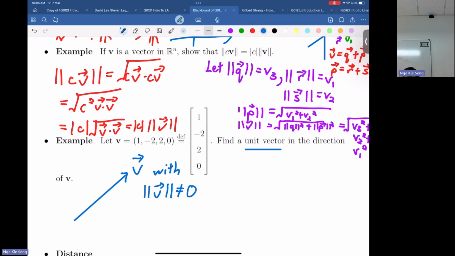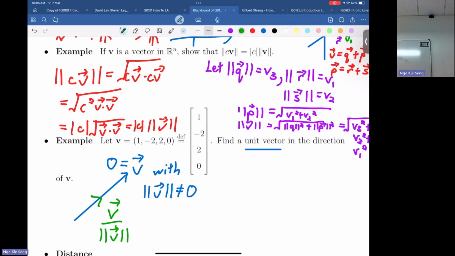Everyone agrees, right? This is what we discussed just now. V dot V equals 0 if and only if V is 0. So if you have a non-zero V, it should have non-zero length. And then what does it mean by a unit vector in the direction of V? It means I want the same direction, but the length is 1. So what we do is we take V divided by its length.